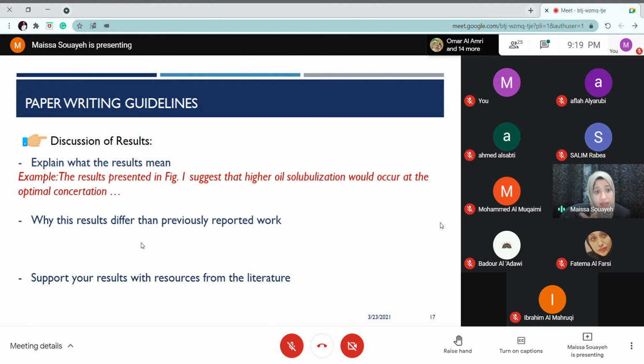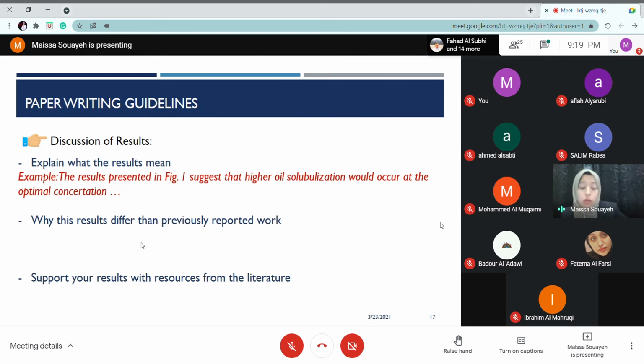Then you can give an example, like explaining what this means. You can say that the results presented in fig 1 suggest that higher oil solubilization occurs at the optimal concentration. So this is what it means. When the IFT is lowest, it means more oil solubilization, and if you continue, it means more oil recovery. This is how to explain, not just to say that lower IFT.